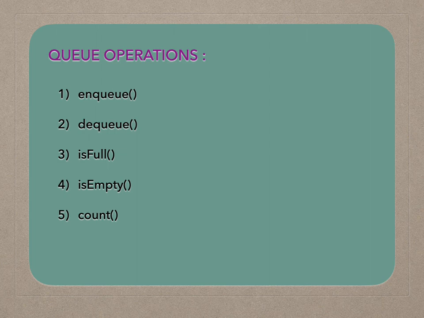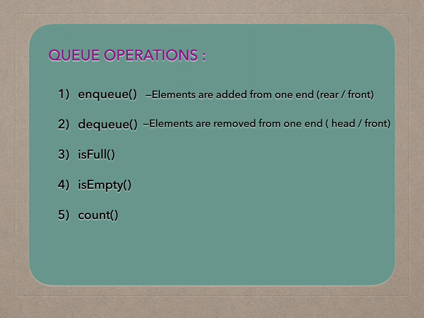Queue operations. There are 5 standard queue operations. We also have 2 more, peek and change, but those are not very relevant here. We're going to be implementing these 5 operations. Firstly, NQ: elements are added from one end. DQ: elements are removed from one end. Is full: check if the queue is full.